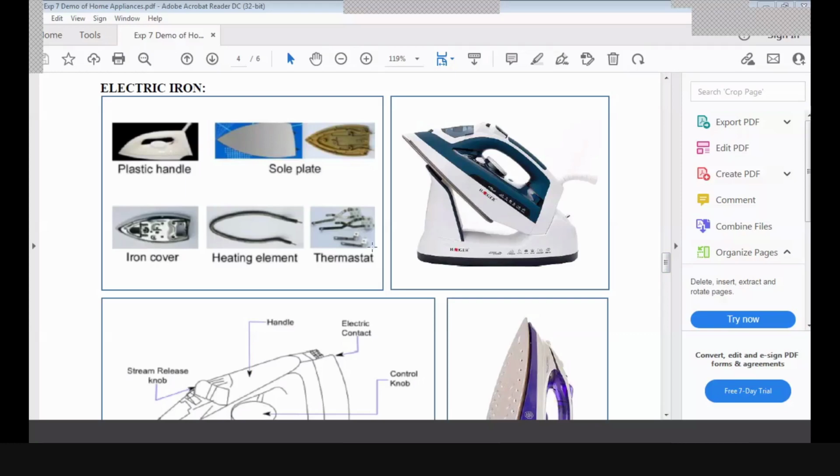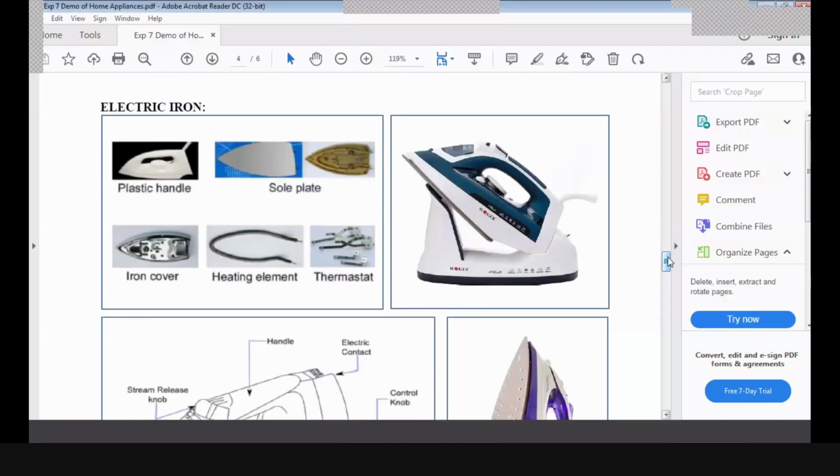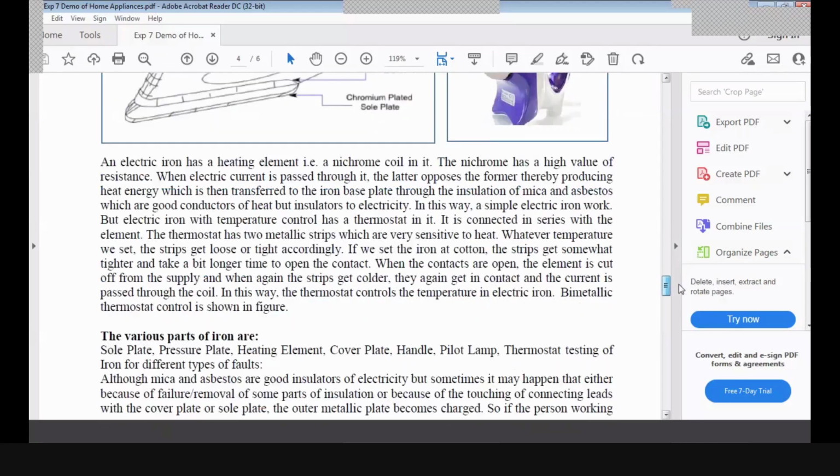right? So the thermostat is like the metallic strips, okay? The heating element is responsible to produce the heat at the sole plate. The sole plate is made of some material like mica, which is a good conductor of heat but an insulator for electricity, because we don't want to pass the current, we only want to pass the heat, right? And this is the iron cover, this is the plastic handle, and this is the knob to control the temperature of the sole plate, right? So what is exactly going on here?